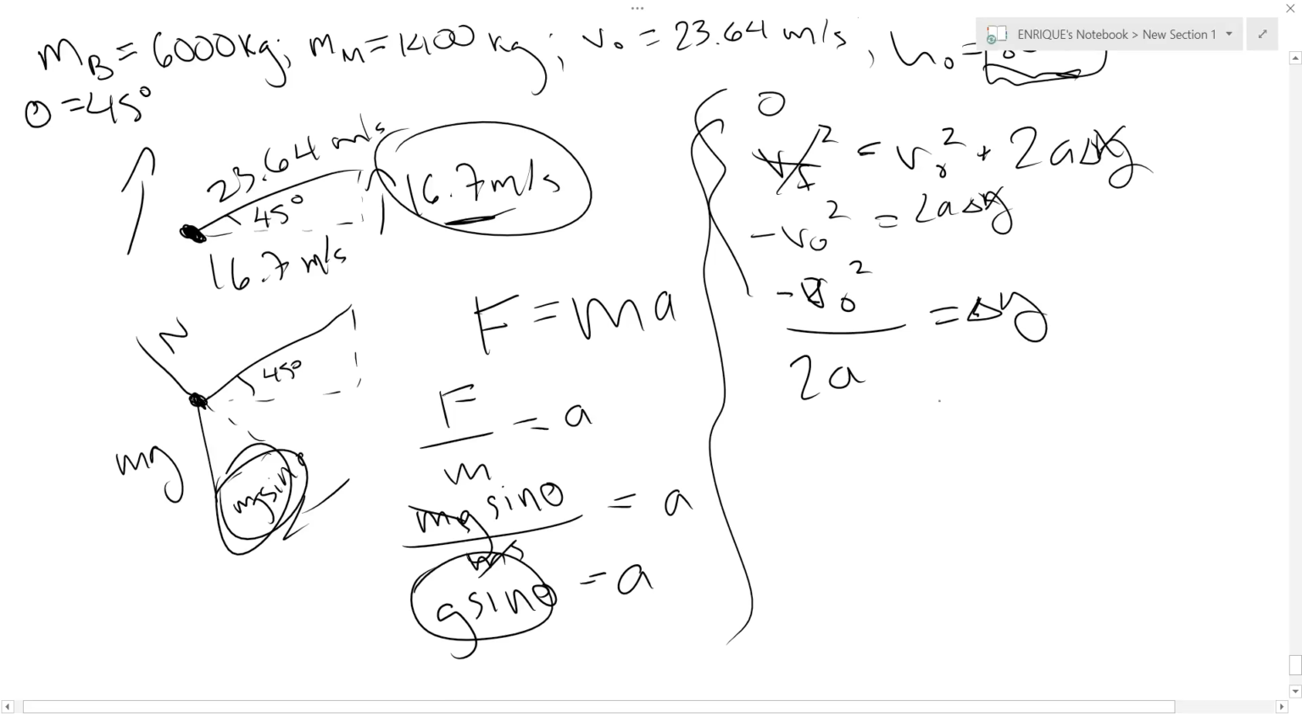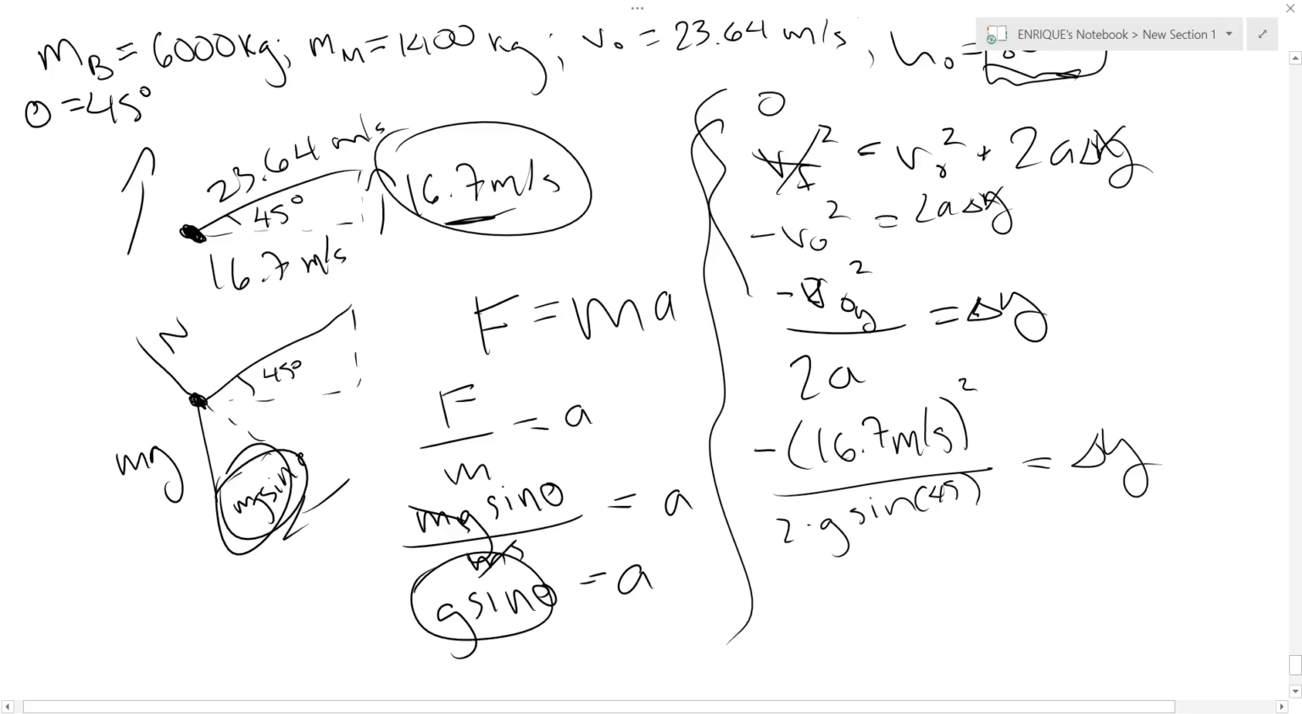And now we can find how high this is going. So now we substitute our values. Make sure to get the y component, and 2 times g sine 45 equals delta y. So we can just plug that into our calculator: 2 times 9.8 sine 45. We're going to get about 20.1 meters as the height that we go up.